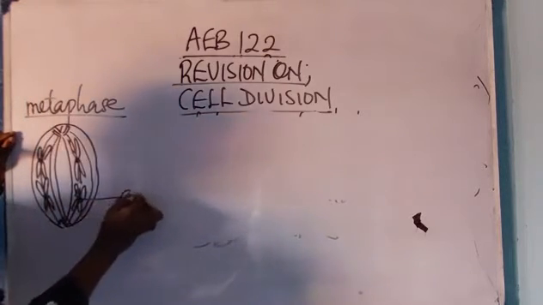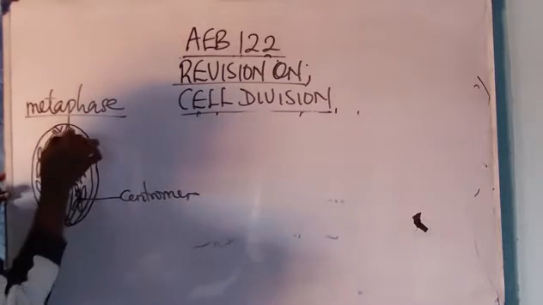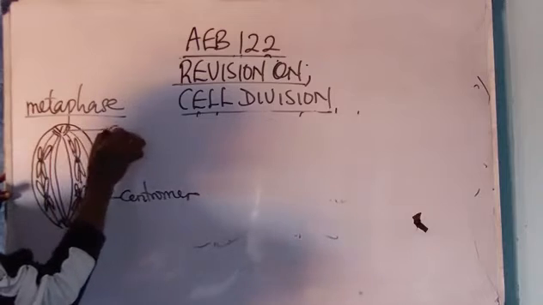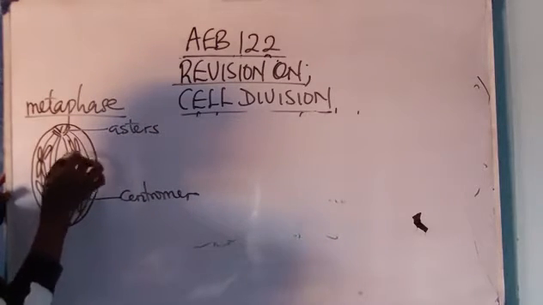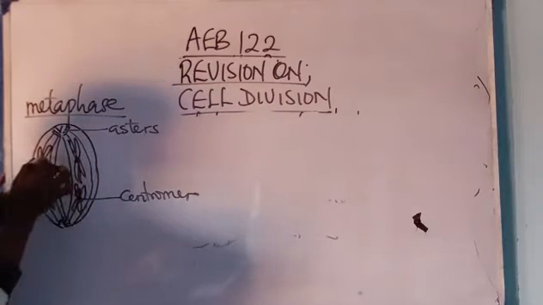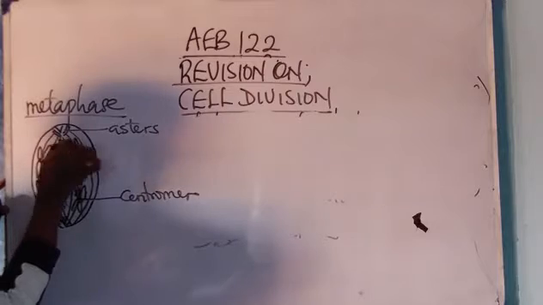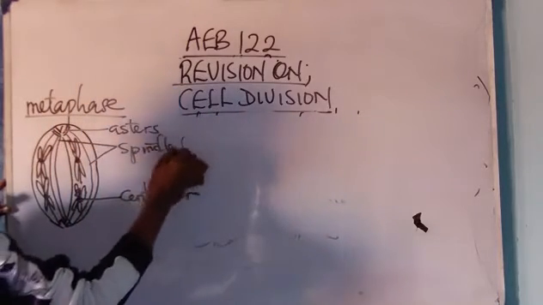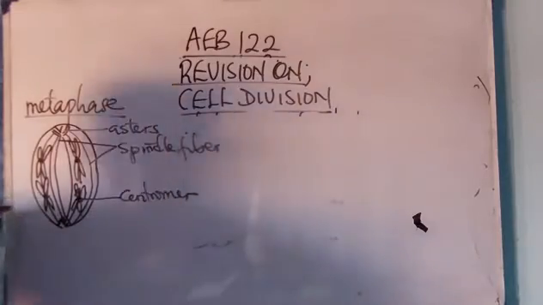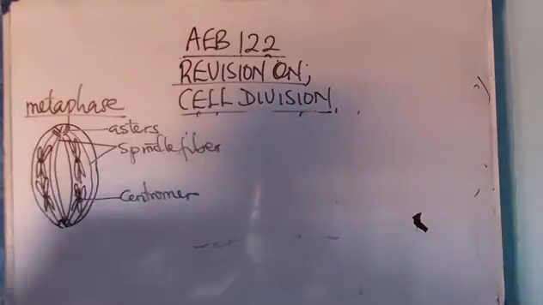This point is definitely the centromere. This is the spindle fiber. These fibers here are where the chromosomes are found attached. Spindle fiber. All right. So they rearrange themselves on the spindle fiber of what? The equator. That is what? The metaphase.